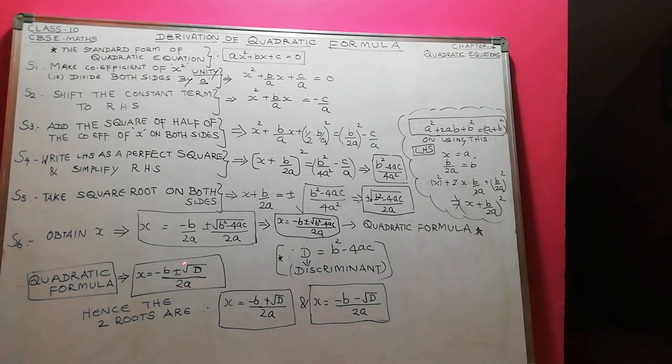Henceforth you can arrive at two roots like this. That is plus or minus root D. When you take plus root D, you get one root, and when you take minus root D, you get another value. So the two roots of the quadratic equation can be obtained through this formula. That is, one root is x equal to minus b plus root D by 2a, and another root is x equal to minus b minus root D by 2a.